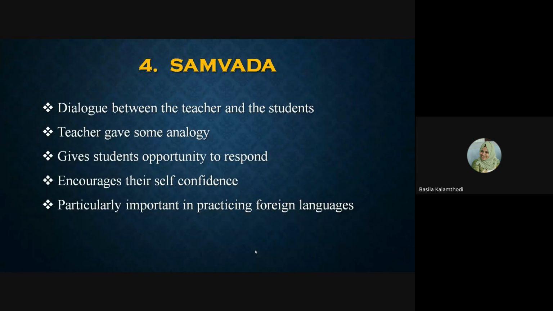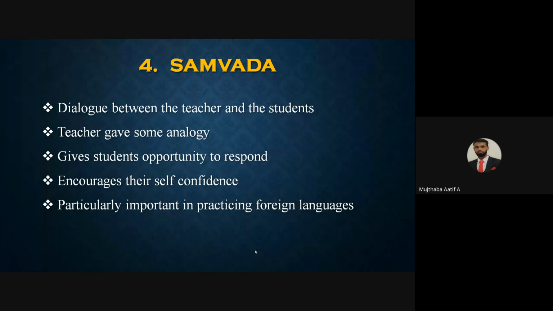Then a 4th one comes, Samvada. So what is Samvada? Again, 5 points have been mentioned on the slide. So please read the slide. May I read, sir? Yeah, sure. Samvada. Dialogue between the teacher and the students. Teacher gives some analogy. Students get the opportunity to respond. Encourages their self-confidence. Particularly important in practicing foreign languages.